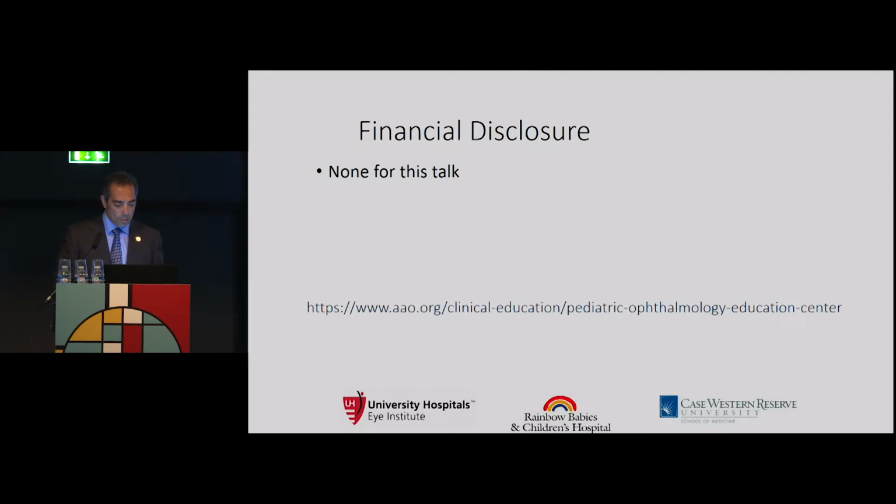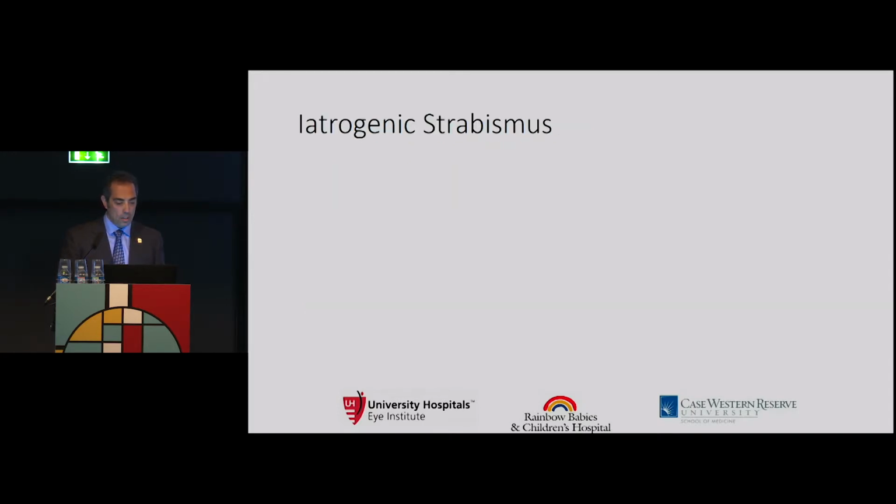One source I wanted to plug in is if you haven't been into the Pediatric Ophthalmology Education Center, which is an online source open for everybody and anybody that has been built with the partnership of the American Academy of Ophthalmology and the APOS. Please feel free to go there. It's been gaining traffic, and it's a wealth of knowledge that has been increasing every year. Iatrogenic strabismus comes in many shapes and forms and is caused by many different types of surgeries.